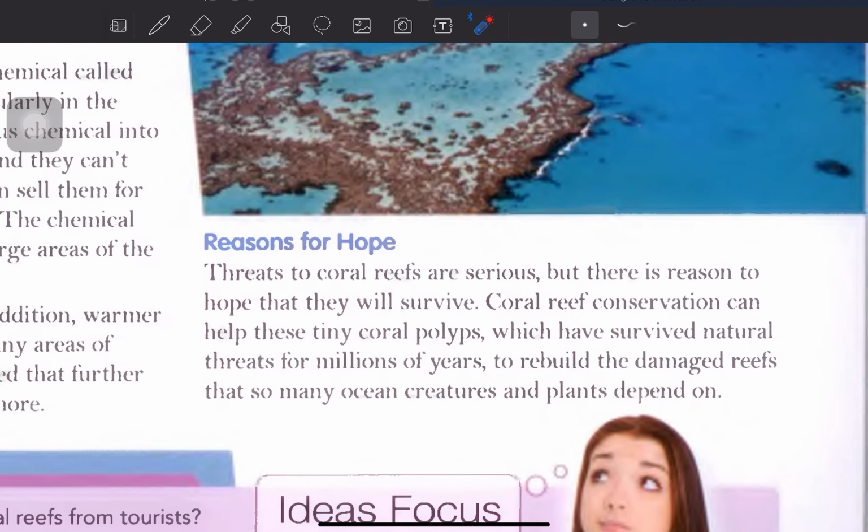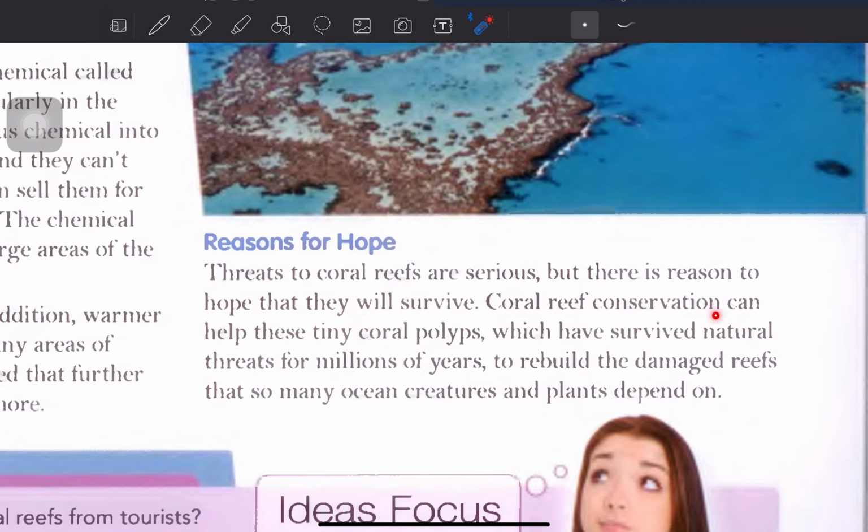Okay, next. Reasons for hope. Harapan yang kita ada apa dia? Okay, threats to coral reefs are serious. Ancaman-ancaman kepada terumbu karang ini adalah sangat serius, but there is reason to hope that they will survive. Survive, masih lagi boleh hidup.